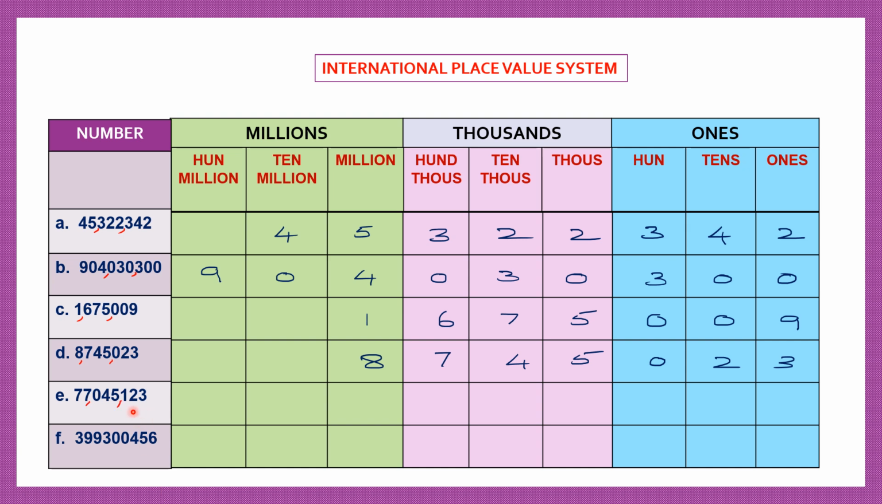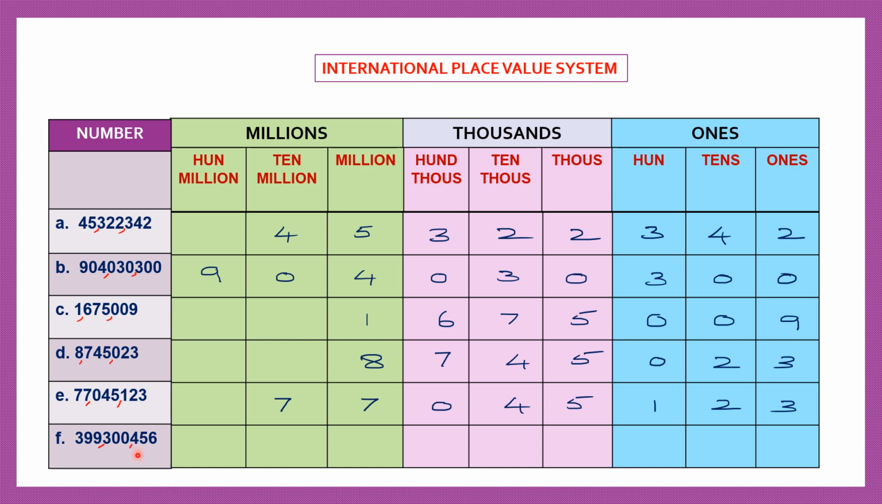Right. Now here we have 123 in the ones period. So 123. Now in the thousands period we have only 45. It means 0, 4, 5. 0, 4, 5. And in the millions period we have 77. So 77. Now let's read, 77,045,123. The next one, 1, 2, 3, comma, 1, 2, 3, comma.